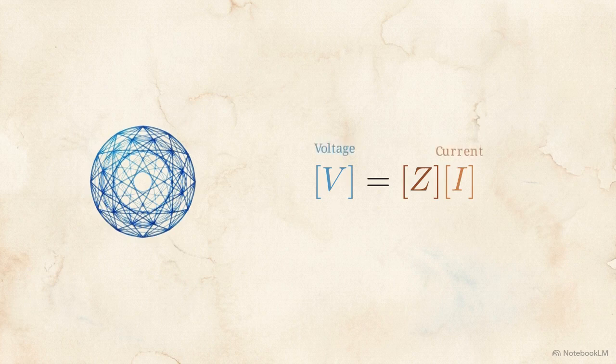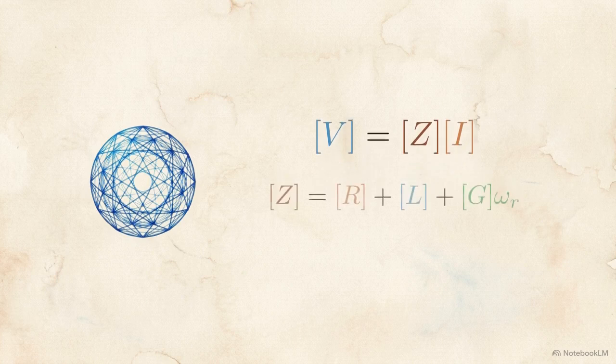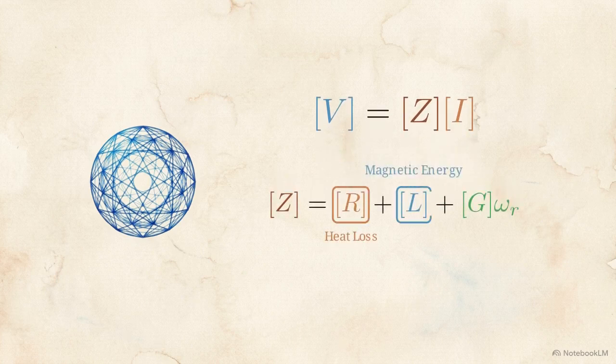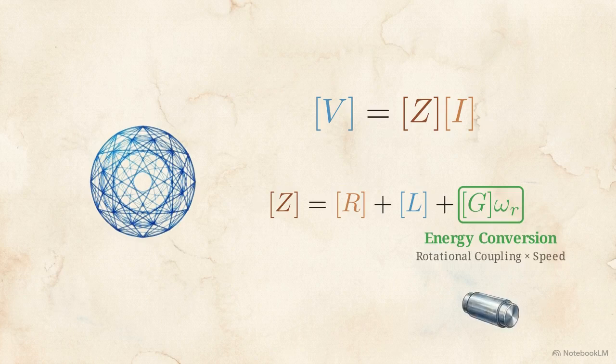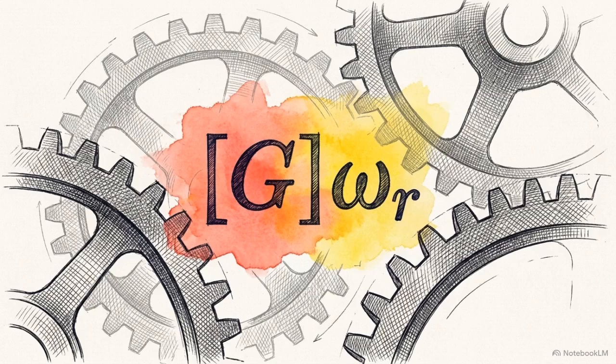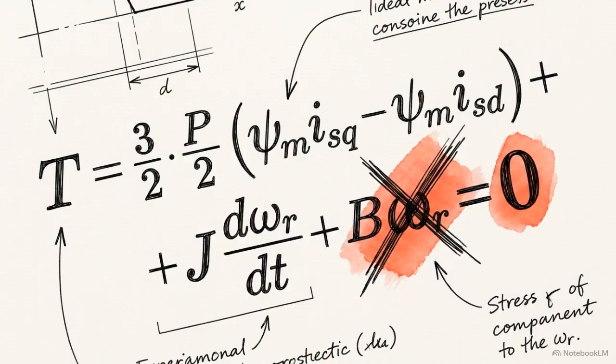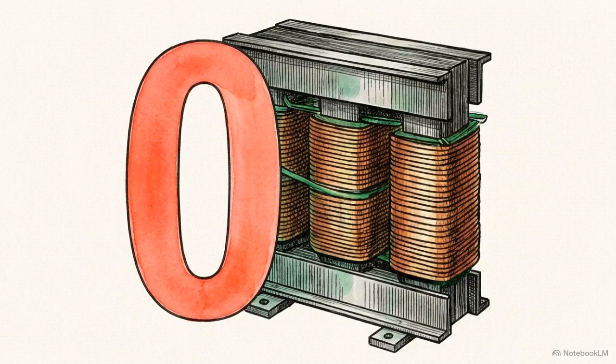This dynamic matrix equation calculates voltage, current, and power. The first two terms account for resistive heat loss and magnetic field energy. The final variable is the rotational coupling matrix multiplied by rotor speed. This specific mathematical term is the only place where electrical energy converts into mechanical torque. We can test this. If the rotational speed variable is 0, the math proves the mechanical power conversion is exactly 0. This describes the stationary transformer.